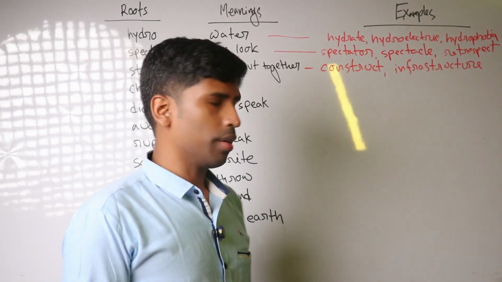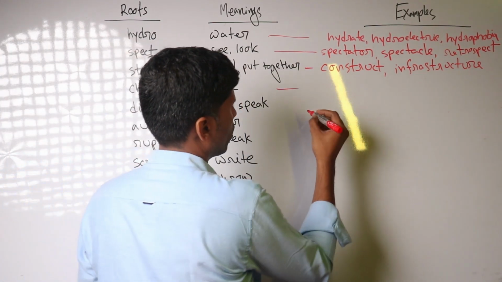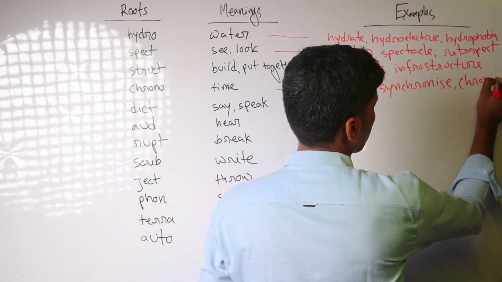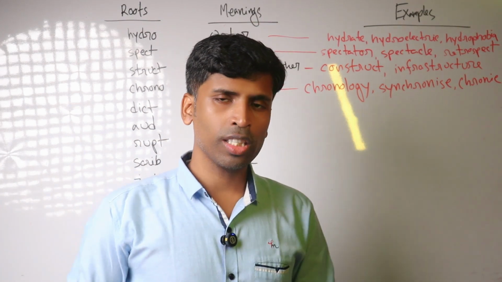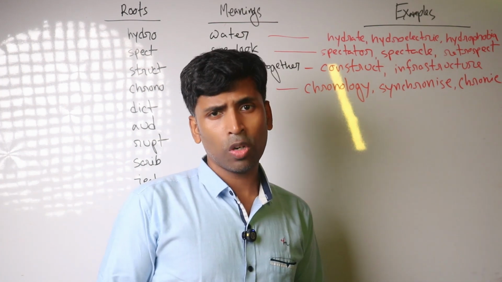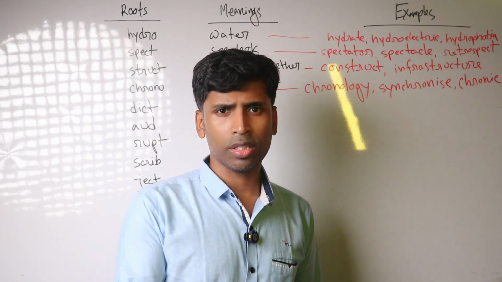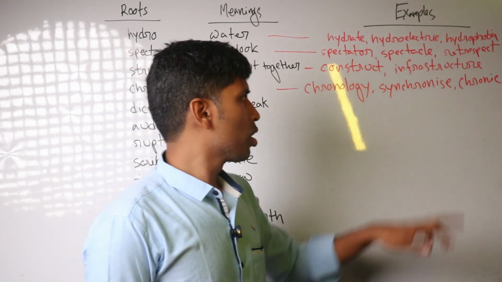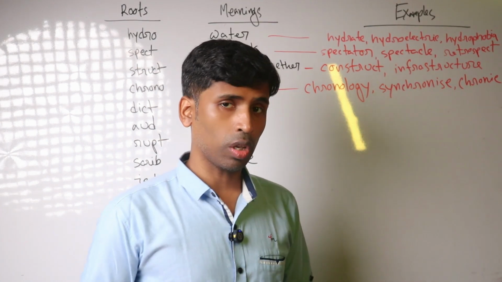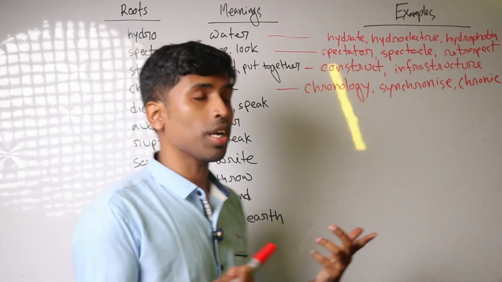The next root here is chrono. It means time. So, for example, chronology, synchronize, and chronic. So chronology is the sequence of events. To synchronize means to happen at the same time or to make two actions happen at the same time. Chronic means an illness or a problem that continues for a long time. Okay, so as you can see, all these words have something to do with time.